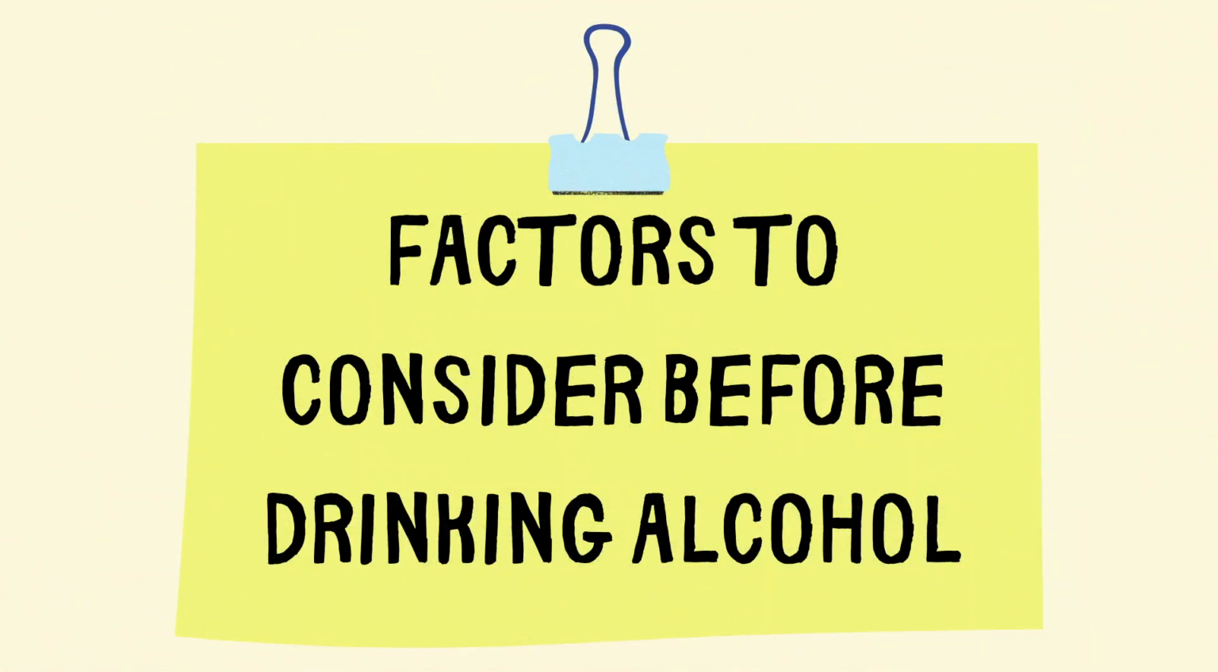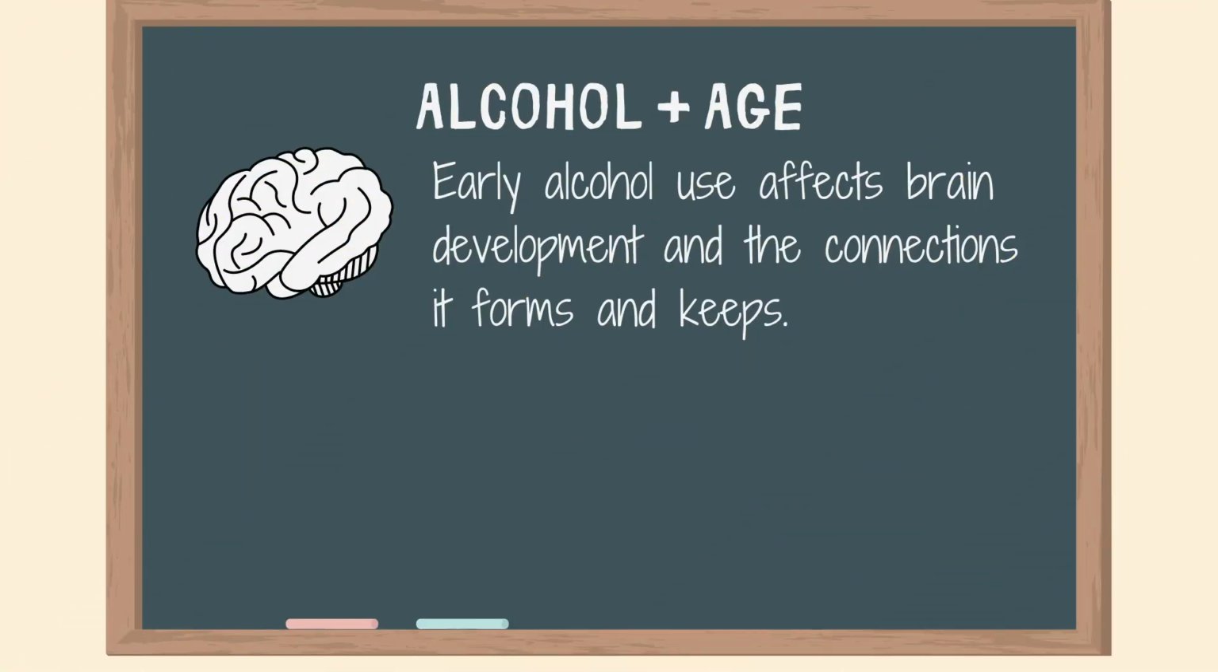Some important factors we need to consider when consuming alcohol are our age. The brain does not fully develop until the age of 25. So using alcohol and drugs at an early age can lead to permanent changes in the brain because as our brain develops, it removes connections it no longer uses and reinforces a connection we use frequently.